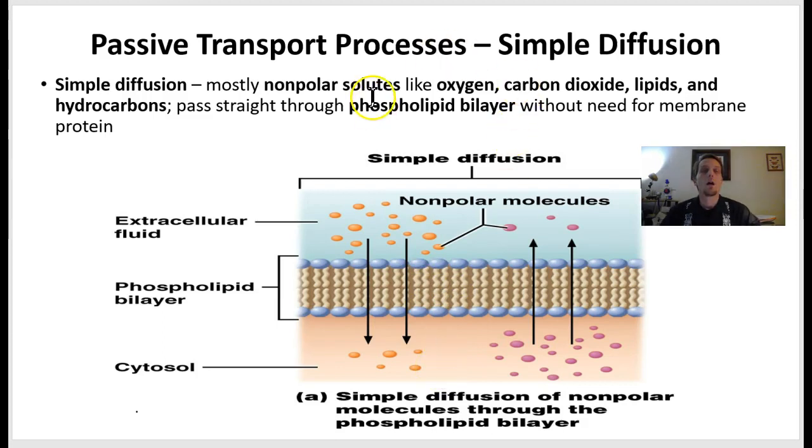So other nonpolar solutes, oxygen, carbon dioxide. You want to think in context of your lungs, right? And the capillaries that surround your lungs and the movement of oxygen and CO2 across your lungs. That's a form of passive transport, and it needs to be passive, right? Lipids, as we just said, steroids, hydrocarbons, fats, pass straight through that lipid bilayer.